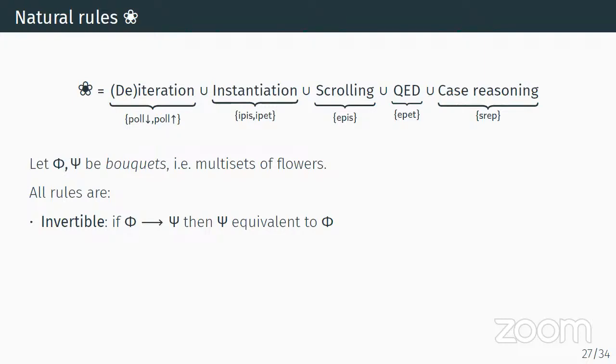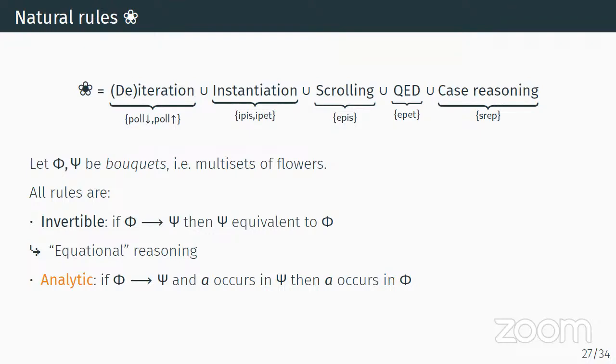An interesting property of these rules is that they are all invertible. This means that if I rewrite some bouquet of flowers, which is a multi-set of flowers, into another bunch of flowers with one of these rules, then the two bouquets are logically equivalent. So this allows some form of equational reasoning. And then another very interesting property is that these rules are analytic, in the sense that if I rewrite phi into psi, and I take some atomic proposition A occurring in psi, then I'm guaranteed that it also occurs in the bouquet phi. So this reduces the proof surface, because I know that if I want to apply some natural rule, I don't have to come up with some arbitrary flower which doesn't appear in my initial goal, which is phi here.